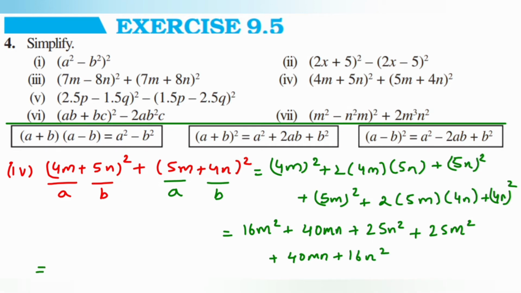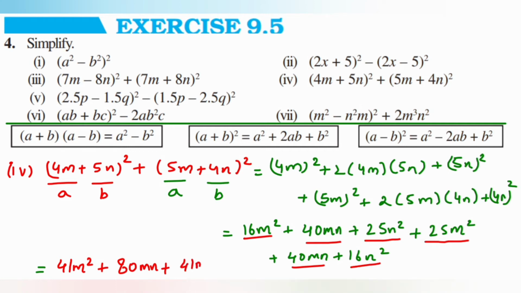Now we have to add the like terms from here. So you can see 16m square and there's one more like term here which is 25m square. So 16 plus 25 is 41m square. So 41m square plus 40mn and 40mn will be 80mn, plus 25n square plus 16n square is again 41n square. So this is the answer for the fourth question. Now we'll move on to the fifth one.